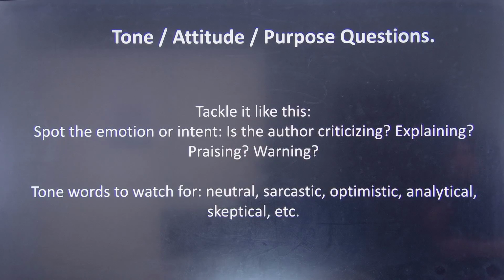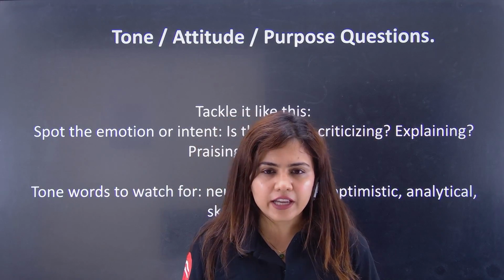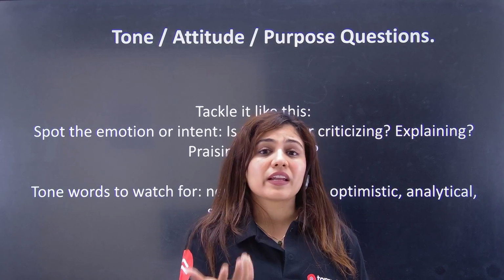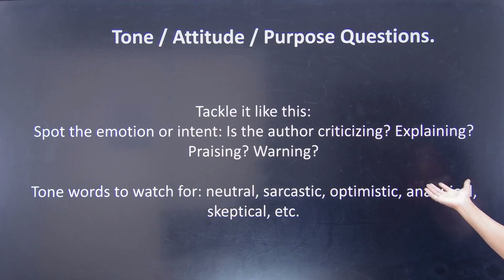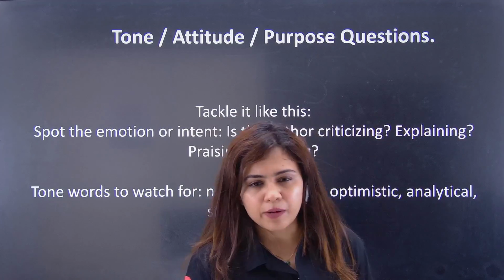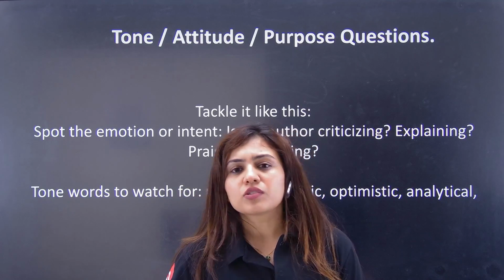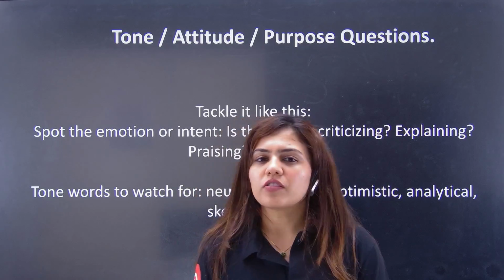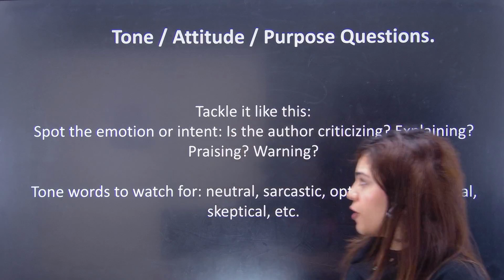Tone words to watch for: neutral, sarcastic — these are very commonly seen tones, you will mostly keep seeing them. Neutral means when the writer isn't taking any sides. Skeptical is when he's doubtful about something. Then we have optimistic, meaning he's being very, very positive about a particular thing. He's hopeful about the future. So these are some commonly seen tones, but obviously there's a long list of tones that you need to start working upon. Okay.